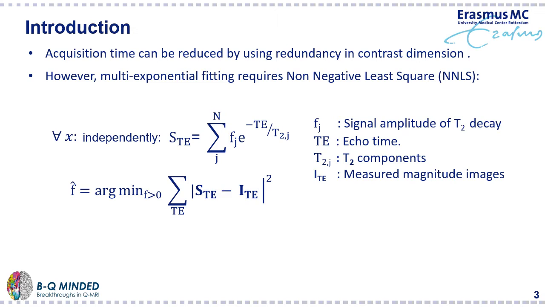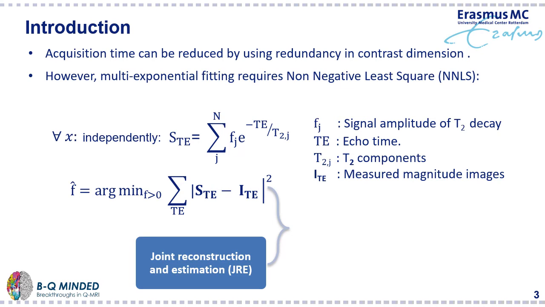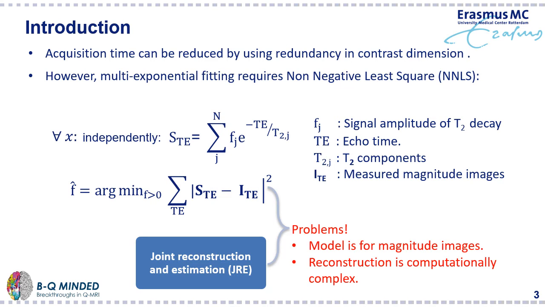This equation shows the signal originating from each voxel, which consists of a number of T2 components. Fitting this model to measured magnitude images requires a non-negative least squares constraint. This can be challenging to do within a joint reconstruction-estimation framework. The models are generally based on magnitude images, while these techniques work on complex data. Application of such a constraint also makes the problem computationally complex.